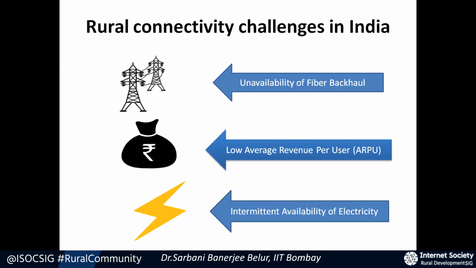The second problem is low average revenue per user. The villagers have no fixed annual revenue, so their monthly income is not fixed, and that's the reason why telecom operators are not very keen on going to serve these people in the villages, because today they might buy 50 rupees worth of mobile recharge, but next month if they don't have the money, they will not be able to do it. And intermittent availability of electricity is the next problem.